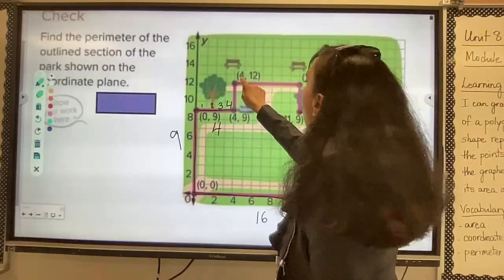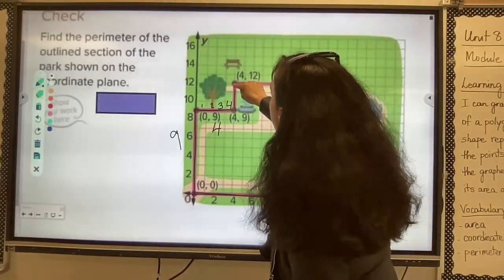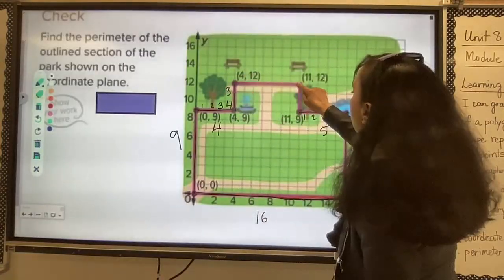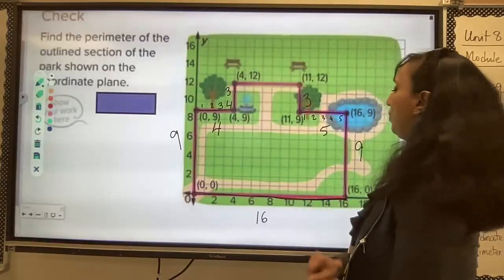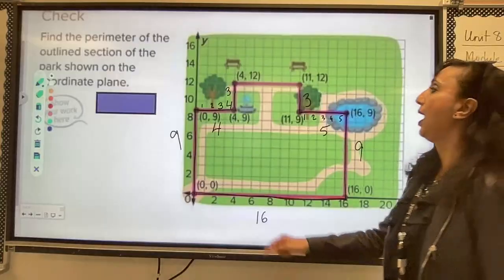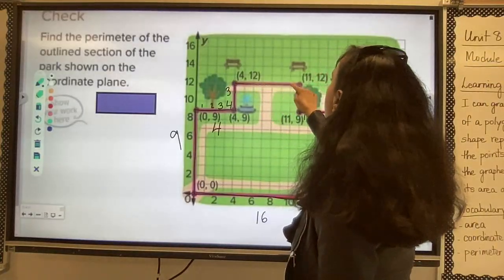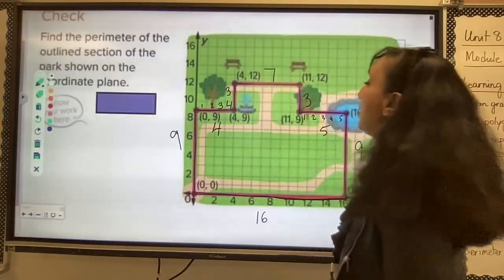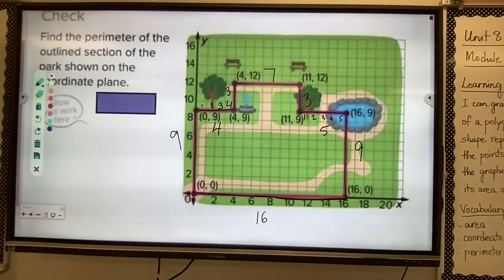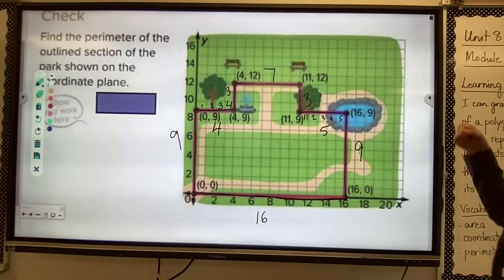And then let's see what is over here. We have 1, 2, 3. This is 3. If that is 3, this is also 3. Right? And then let's look on the top. We have 1, 2, 3, 4, 5, 6, 7. And this is 7. Okay? And now let's look at all of them when we combine it.